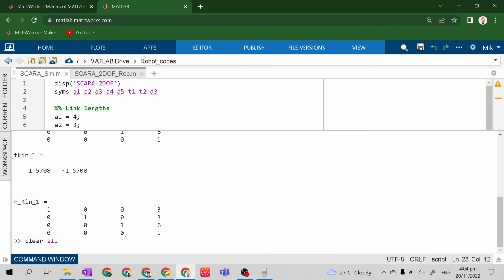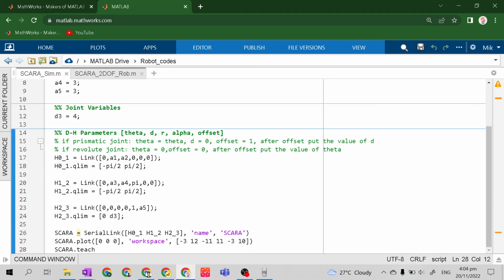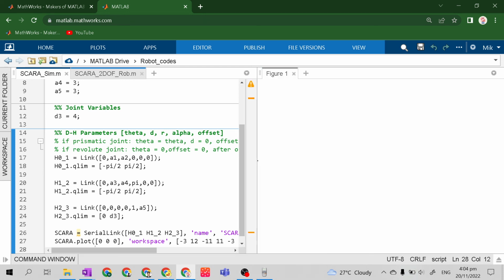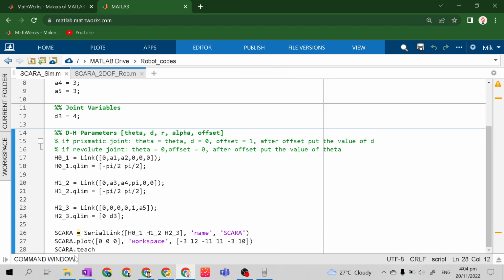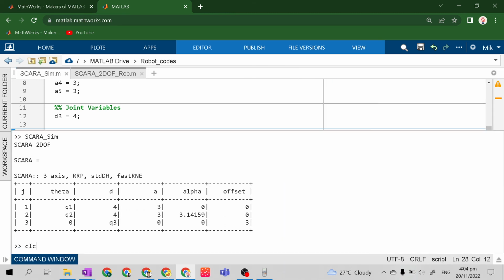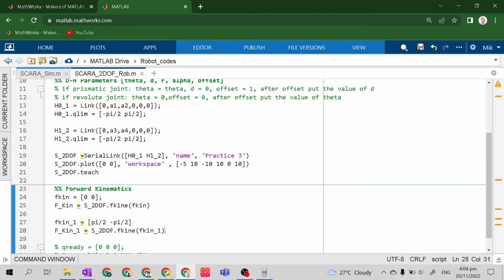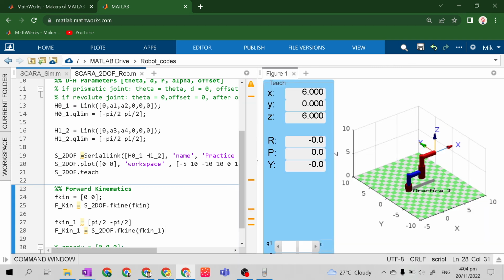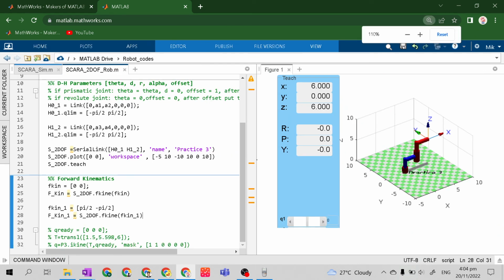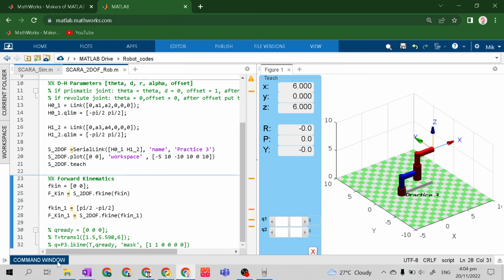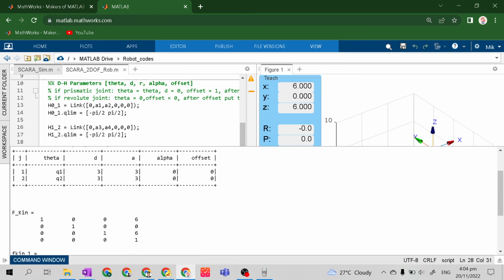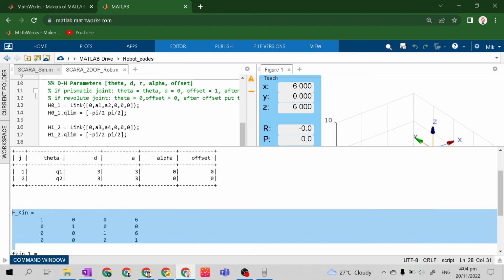Clear all. CLC. Okay, so let's run this again. Oh, it's wrong. Sorry, wrong code. Okay, so this is what we want. Okay, it's better. So at the command window, this is the homogeneous transformation matrix.